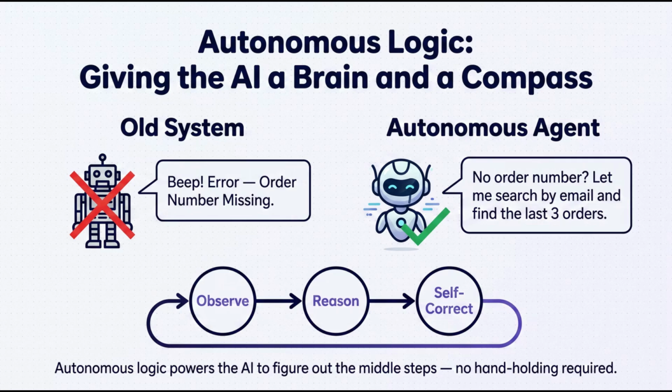So now that we've mastered the concept of the AI figuring out the middle steps by itself, you might be wondering how the AI actually switches between different tasks like searching a database and sending an email. Well, that brings us right into our next step, which is task decomposition and planning.